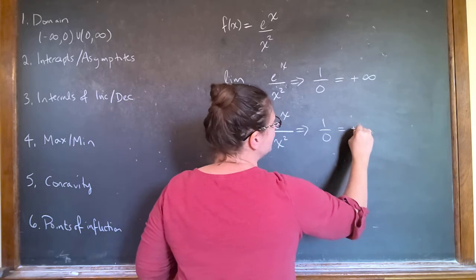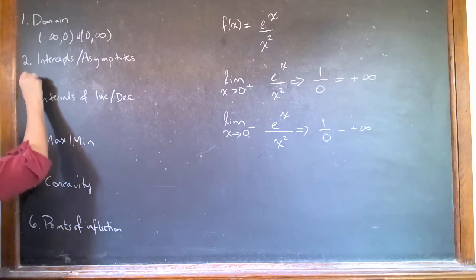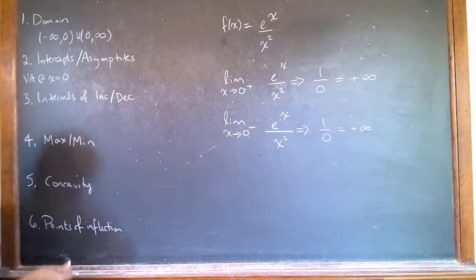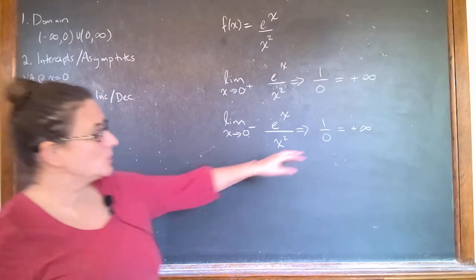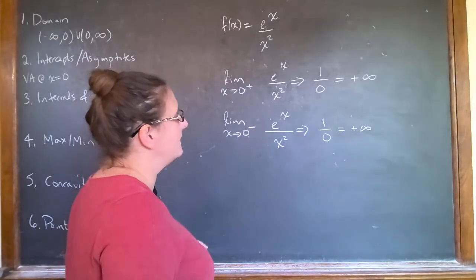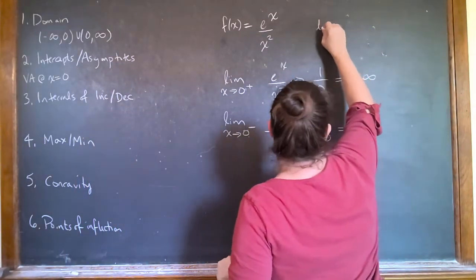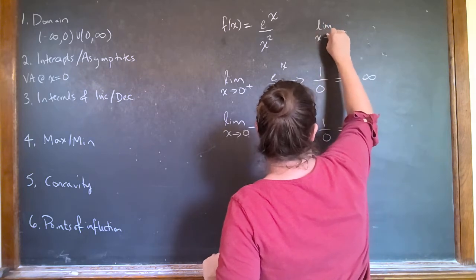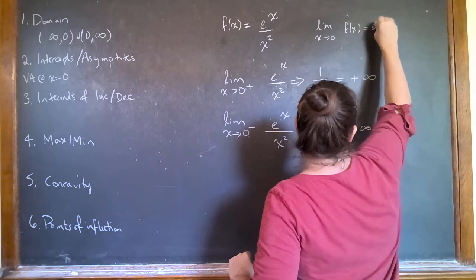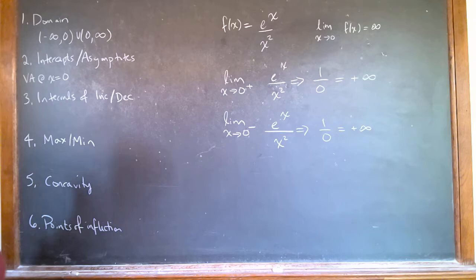So basically, we have a vertical asymptote at x equals 0, right? Where the function is going to positive infinity on both sides. So let me write that somewhere because I'm going to need it, right? The limit of f of x is infinity. Useful information there. So that's for our vertical asymptote.